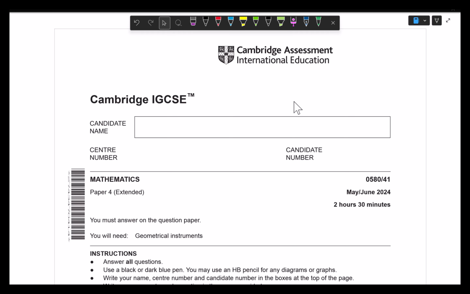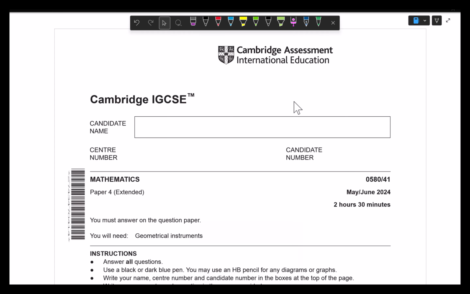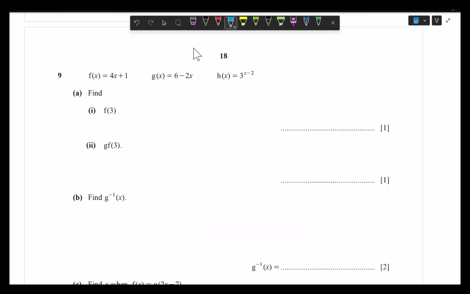Welcome to 365 Math. In this video, I'm going to look at a question that deals with functions, and we're taking this question from the May-June 2024 exam paper, and this is paper 4 for extended math. There was question number 9, which gave us three functions, f of x, g of x, and h of x, and part A says, find f of 3.